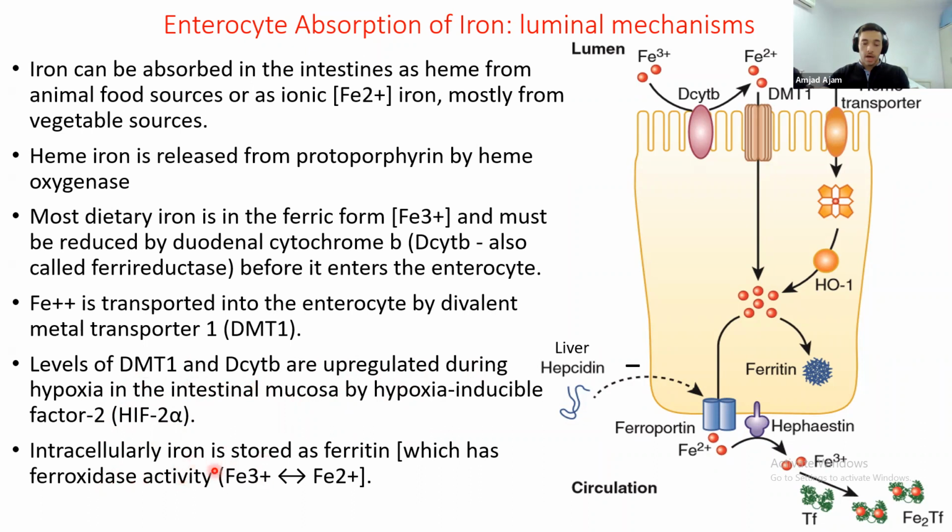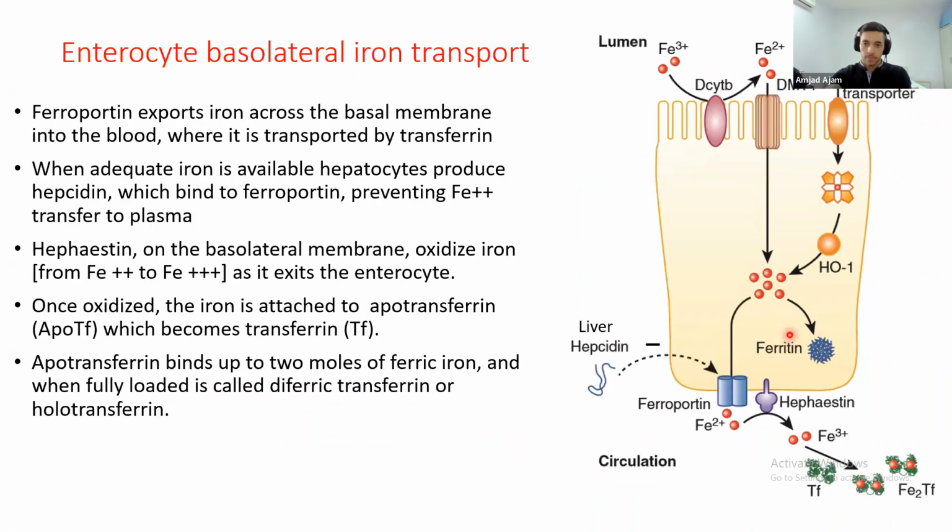And the iron inside the cell will be stored as ferritin. We said the Fe2+ will be stored as ferritin by peroxidase activity. And we said that also the ferroportin, this one, the transporter for iron, will transport iron from the enterocyte to the plasma.